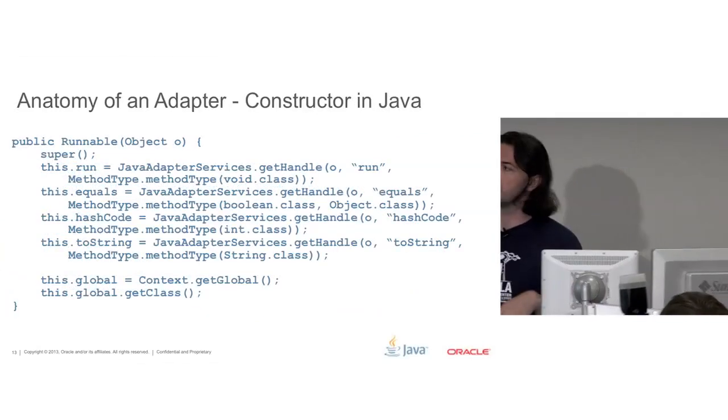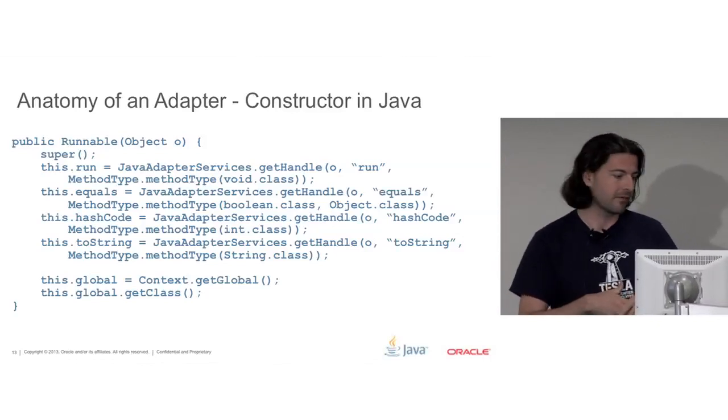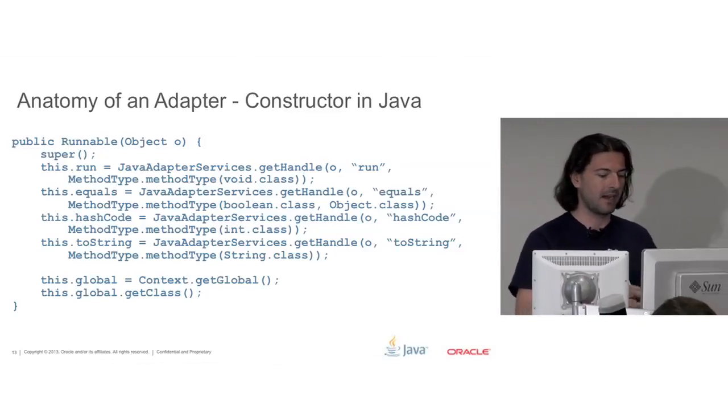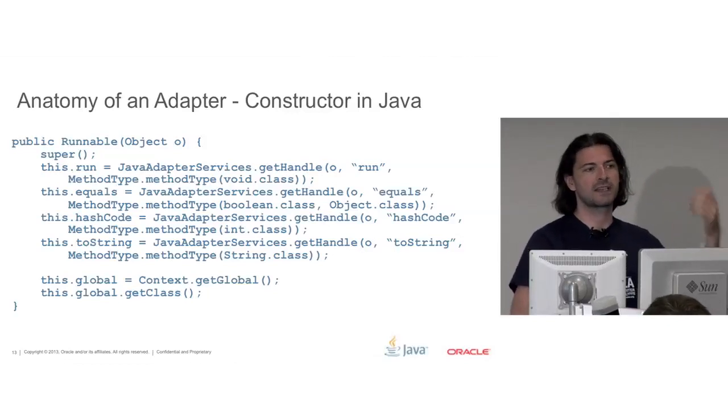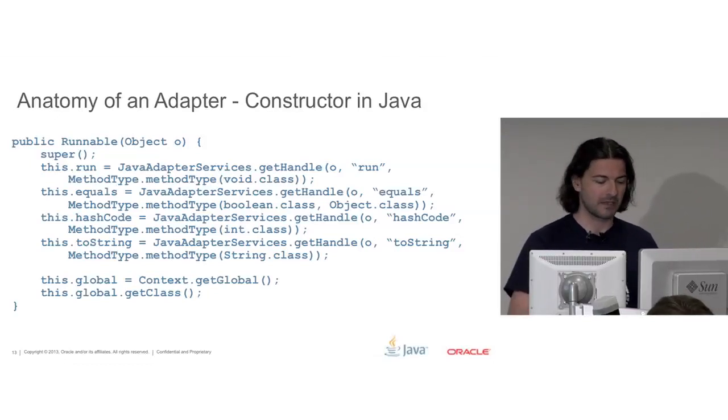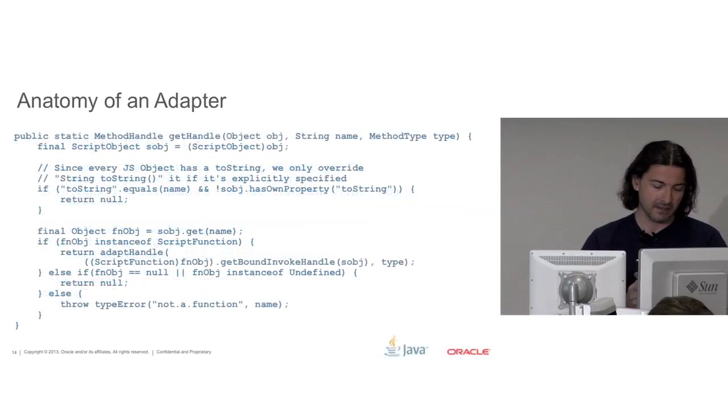If you were to write this in Java, it would look something like that. So for every field, you would just do this get handle where you pass the object, pass the name of the function that you want to get back, and you pass the signature that you expect back from your method handle. Again, not terribly complicated.